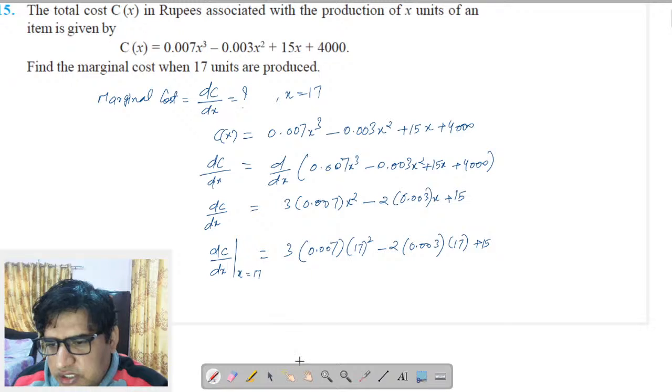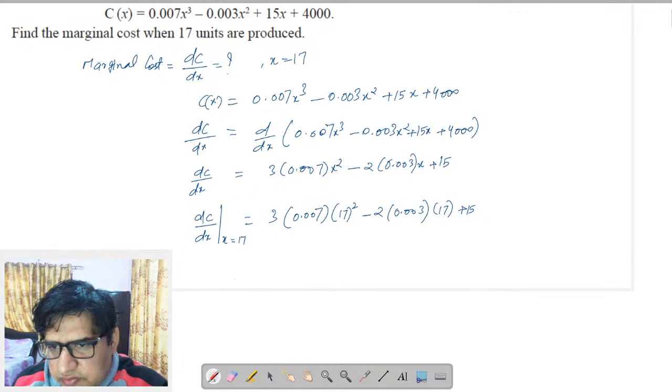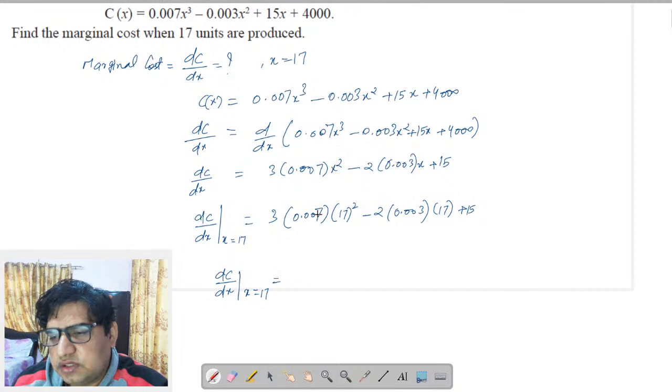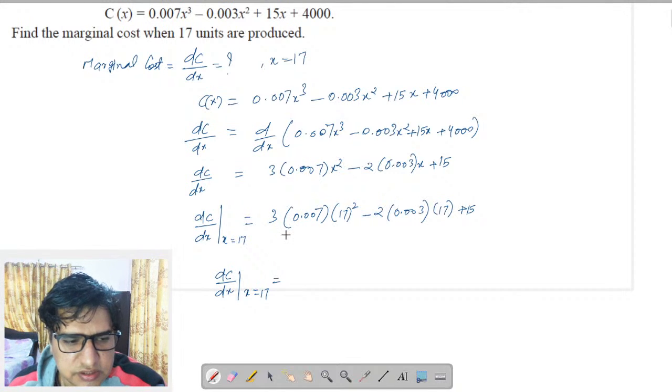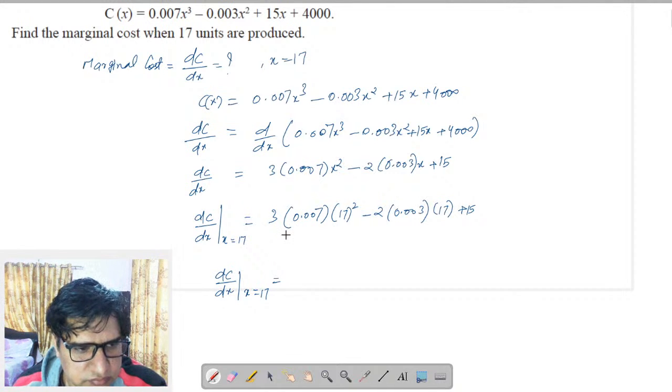ठीक है. तो इससे क्या होगा देखो. सो व्हाट डू वी गेट हियर इज dc by dx at x is equal to 17 and that will be equal to 3 into 7 is 21, so it will be 0.021 and 17 square. ठीक है. So that will be 17 square. ठीक है. और that will be 17 square.